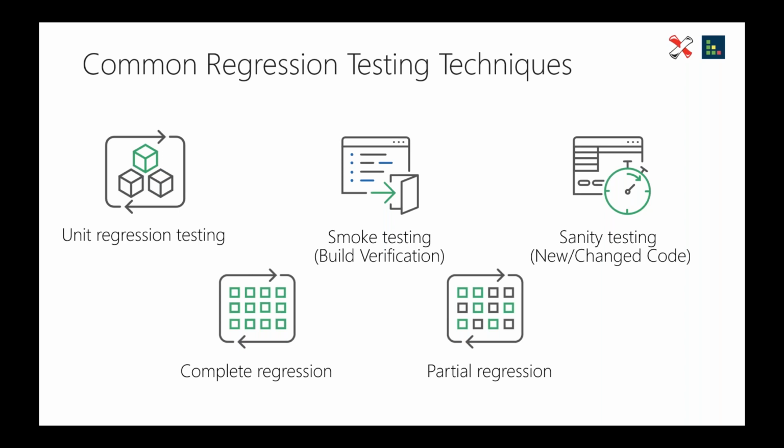So again, we have unit regression testing. This is mostly done by developers. Then for this presentation, for this webinar, smoke testing on the UI, on the front end, user interface level. Quick build verification, if you want to call it that. I kind of like that because it clarifies what it is. Then we have sanity testing, complete and partial regression. So those are the most common regression testing techniques out there.